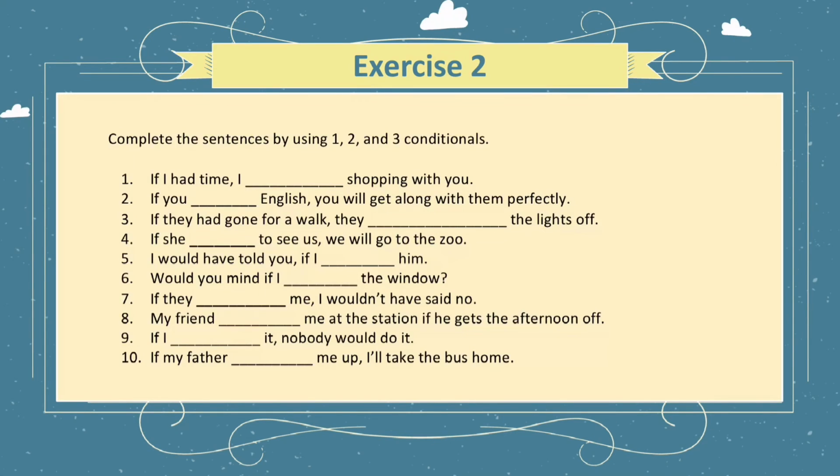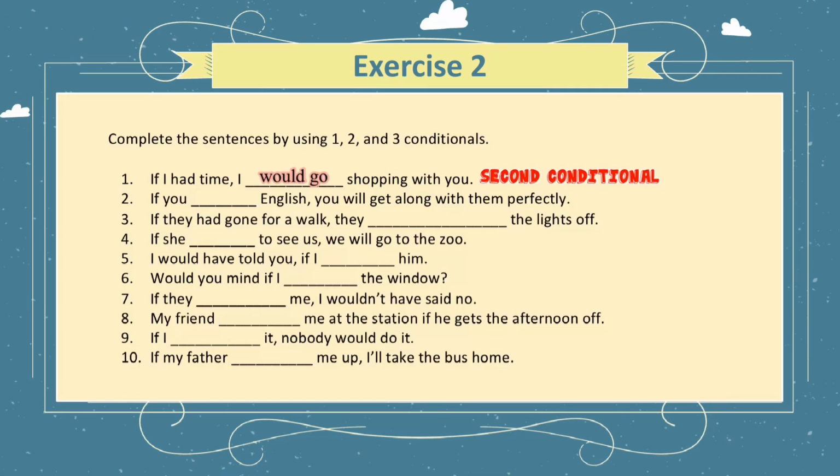Last exercise. Complete the sentences by using first, second, and third conditionals. Question number 1: If I had time, I blank space shopping with you. The word "had" in the first sentence is past simple. It is in second conditional. Therefore, for the second sentence, it will be present conditional, either would, wouldn't, could, and couldn't. The answer is would go. If I had time, I would go shopping with you.